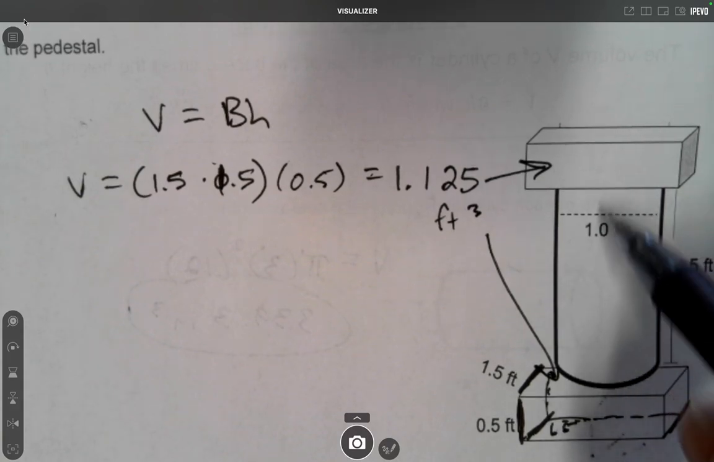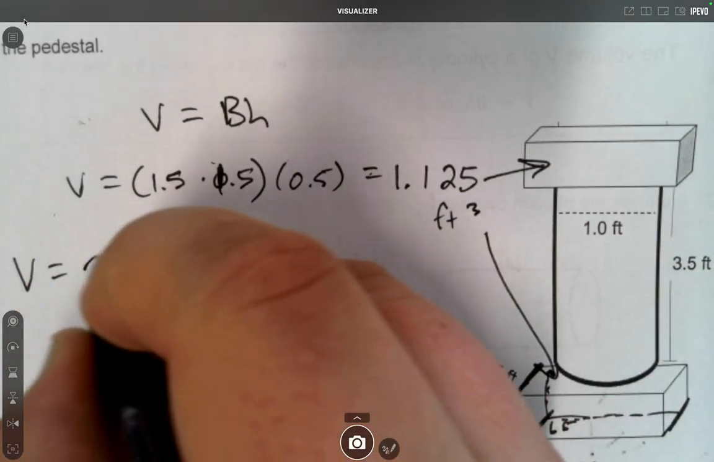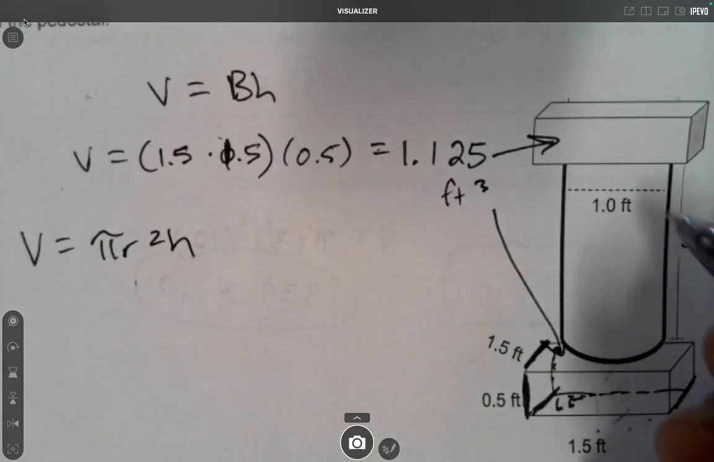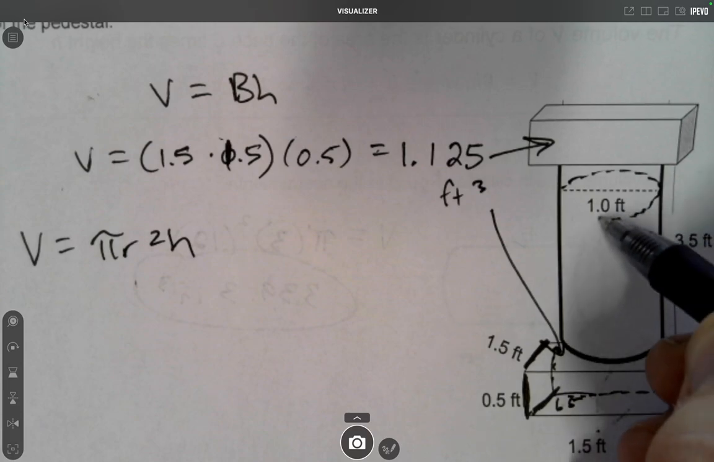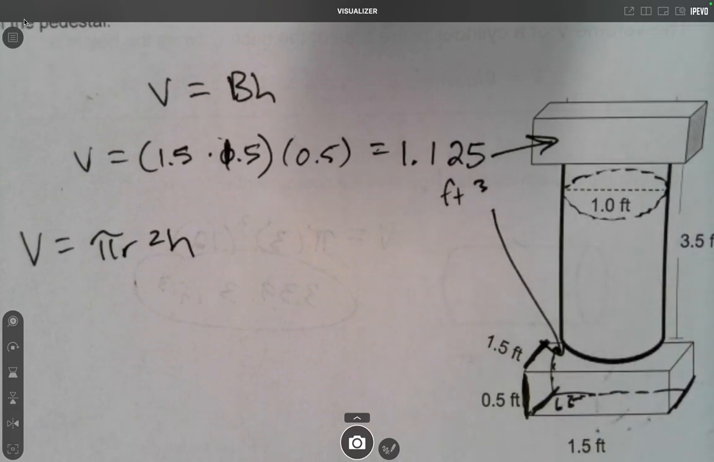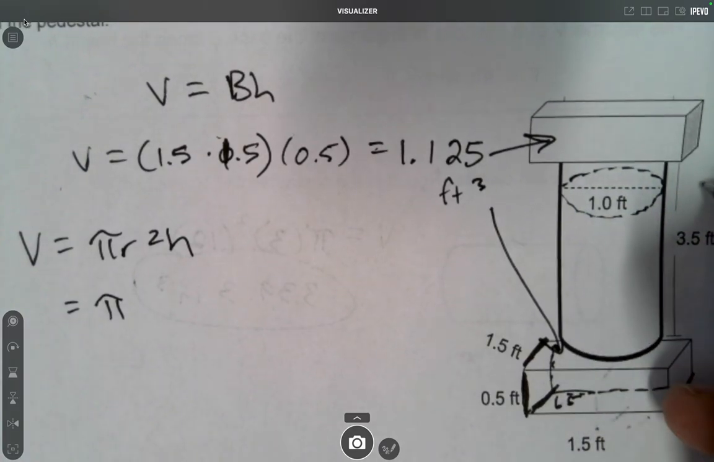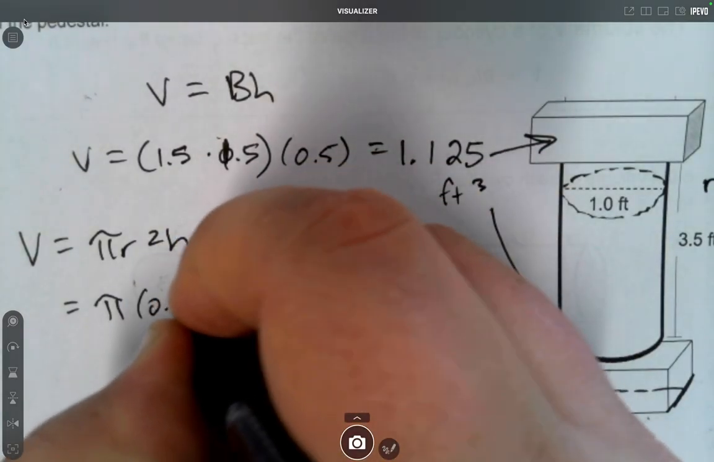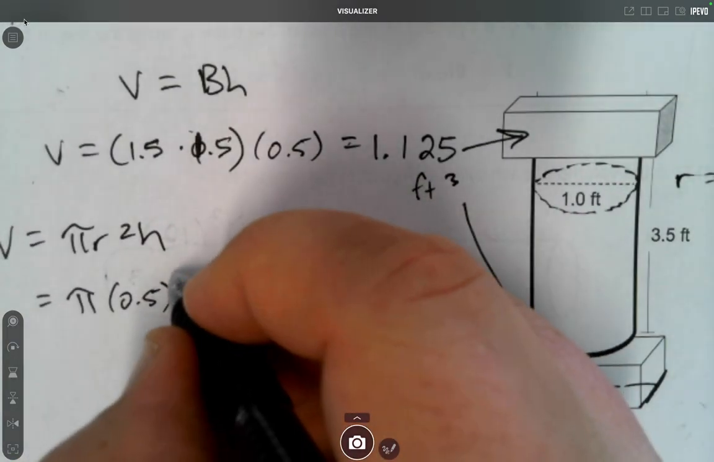Now this is a cylinder. So for that, we need to use V equals pi r squared h. And notice this 1 foot is actually the diameter of that circle. So we have to cut that in half and get the radius is 0.5 feet. Then the height is given right here, 3.5 feet.